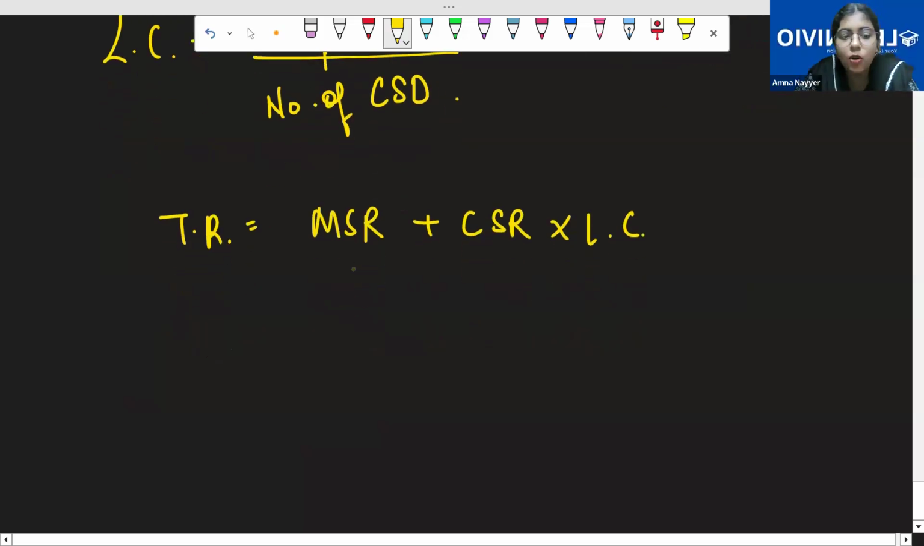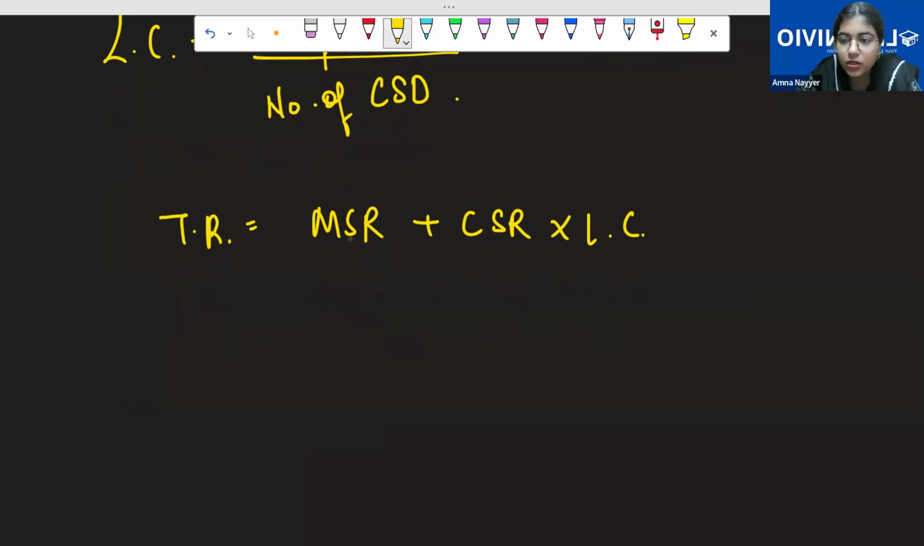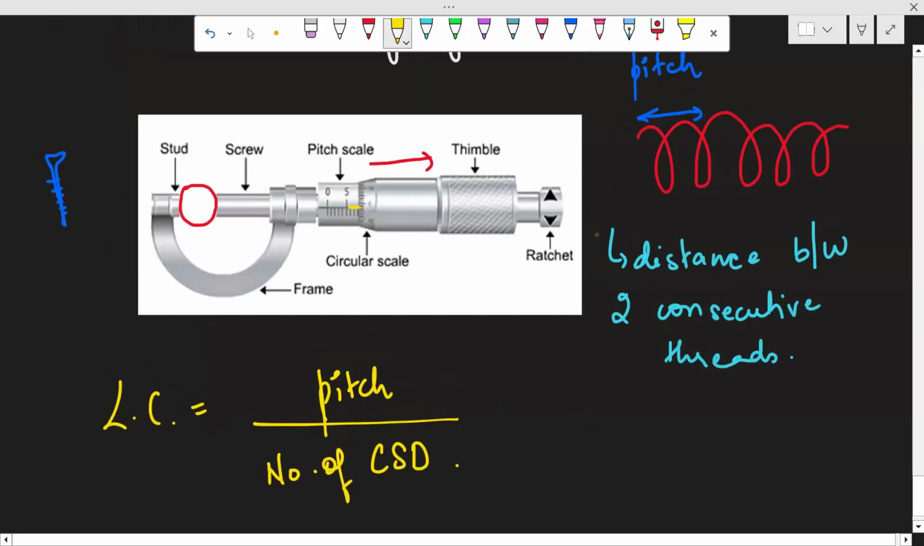So what is MSR? MSR is basically the reading on the main scale just before the zero of the circular scale this time, not the reading just before the zero of the vernier scale. Here it is the circular scale. And this is the number of the division that is coinciding with the baseline in the circular scale. And least count is already there. So this is how you have to solve the questions of it, on the theoretical part of it.